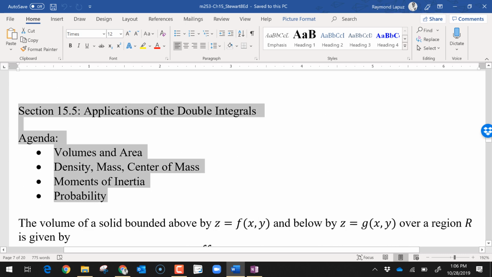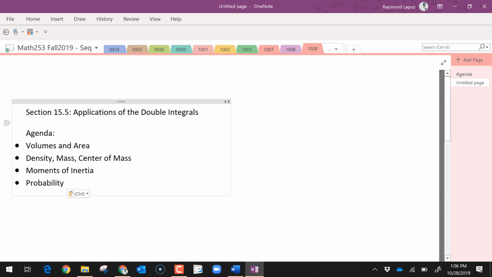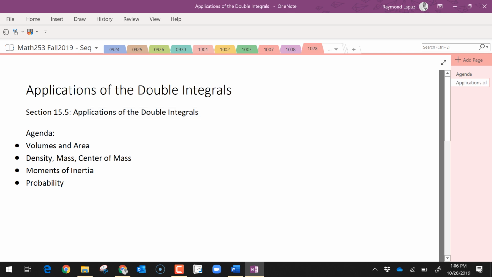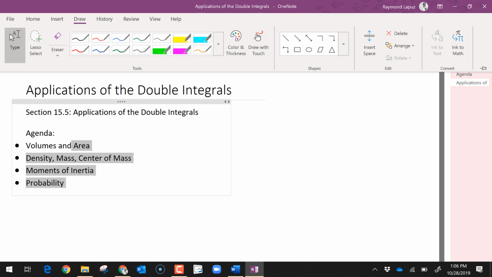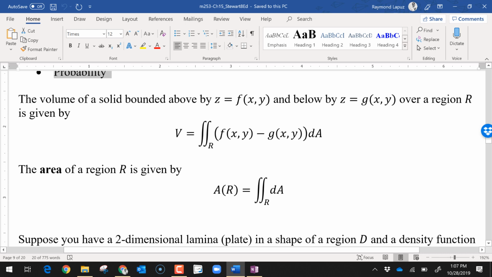So the next section is all about applications. And we're already kind of digging into the applications using volumes and areas. Actually, I want to talk a little bit more. I think there was a homework problem, or there were some problems in the section that dealt with areas. And I think I mentioned it briefly, that we can actually use double integrals to find areas. But then the other applications involve stuff like physics and statistics, so we'll look into that. Let's first take a look at the idea of a volume and area. All right, so I have some stuff written down about volumes and areas over here.